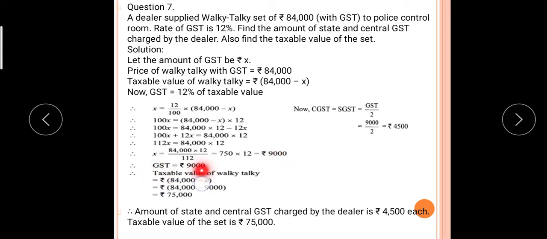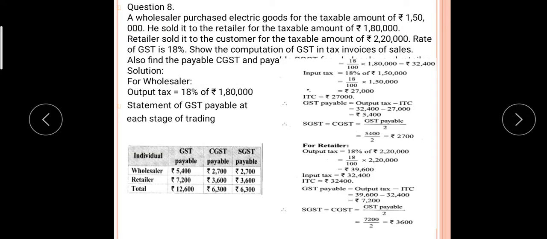Now GST is 9,000. Taxable value of the walkie-talkie is 84,000 minus 9,000, that is 75,000. And GST divided by 2, 9,000 by 2, that is 4,500. CGST and SGST are 4,500 rupees each. Understood? Very simple question. Just consider the rate of GST and taxable value, and according to the formula you have to write. Now next question. This is also simple.